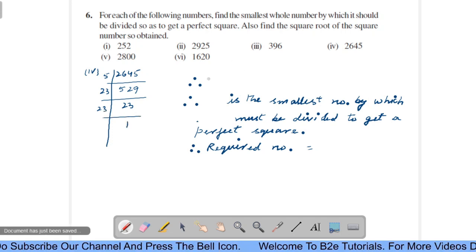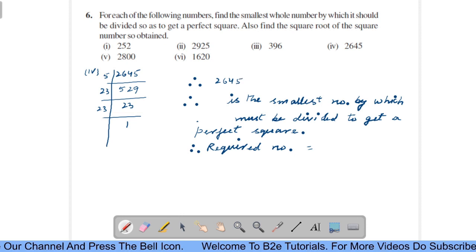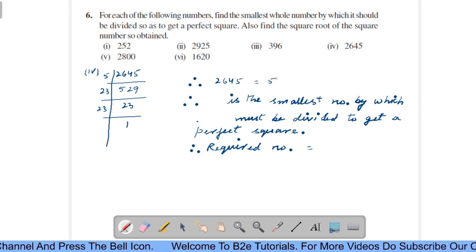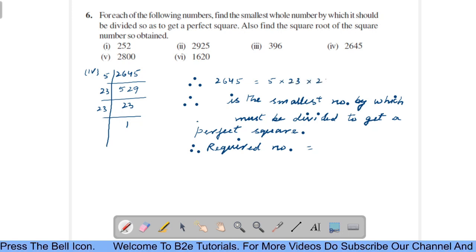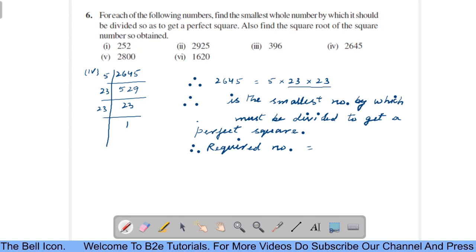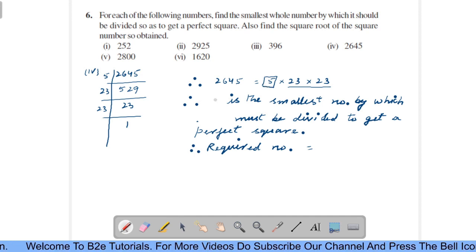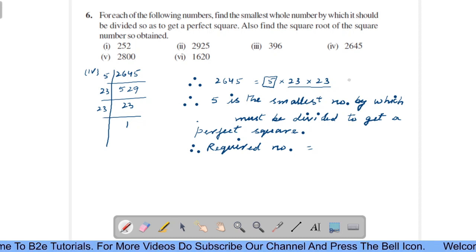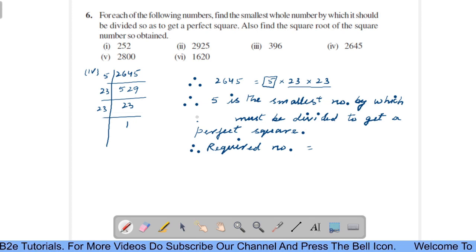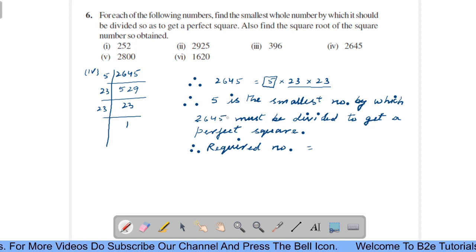Therefore 2645 can be written as 5 into 23 into 23. Make pairs of 2. Here we are unable to make pair of 5. Therefore 5 is the smallest number by which 2645 must be divided to get a perfect square.